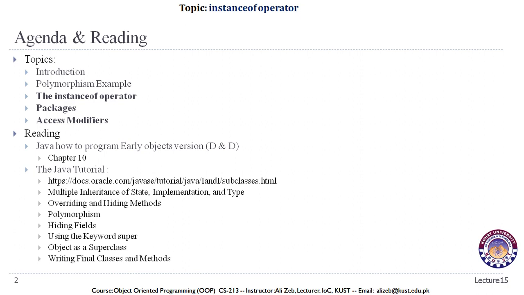The relevant material for this lecture can be found in our reference book, Java How to Program, Early Objects version, in chapter 10 of the book. You can also find the relevant material in other tutorials online. Some of the links have been given over here, and the relevant topics for this lecture, or the instanceof operator, can be seen on the slide as well. We have discussed some of these topics and some we will discuss in the upcoming lectures or maybe in this lecture.